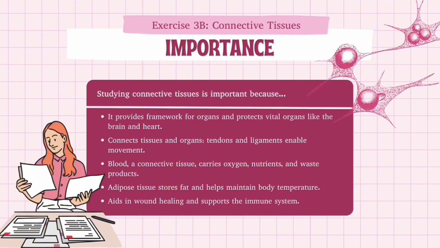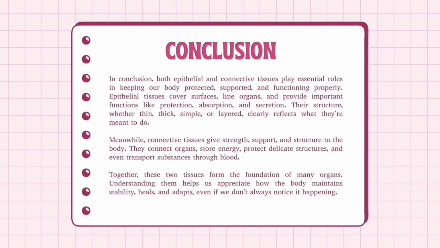Studying connective tissue is important because it provides the body with essential support, protection, and structure, forming a framework that holds organs in place and shields vital areas like the brain and heart. They also connect different tissues and organs with tendons and ligaments, enabling coordinated movement. Blood is a specialized connective tissue that transports oxygen, nutrients, hormones, and waste products to maintain the body's internal balance, or homeostasis.